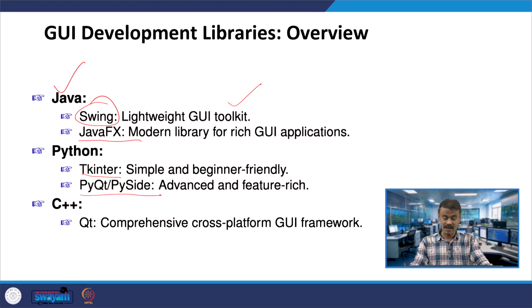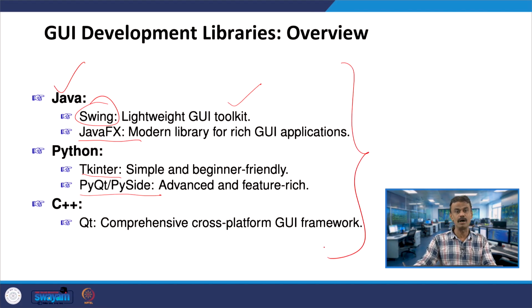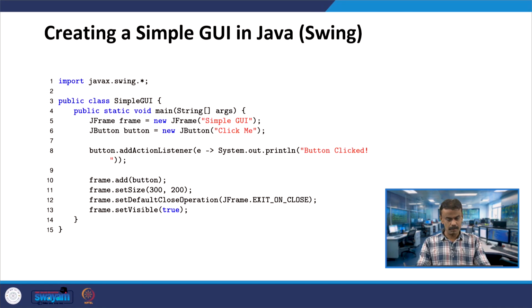So, these are all the graphical user interface libraries in Python, and in C++ you have Qt, the comprehensive cross-platform graphical user interface framework. So, these are all the GUI development libraries in Java, Python and C++. Now, with these basics, we can see the interesting graphical user interface.